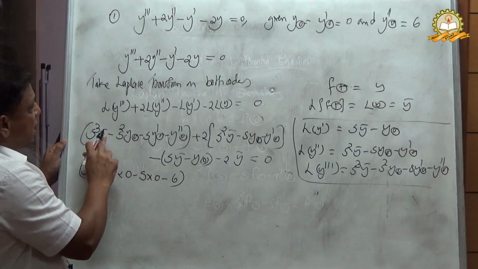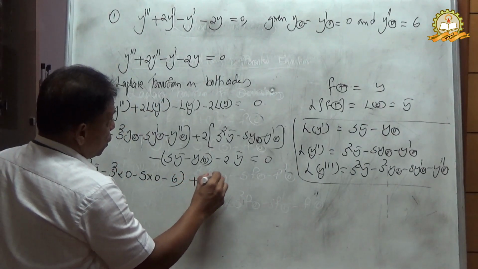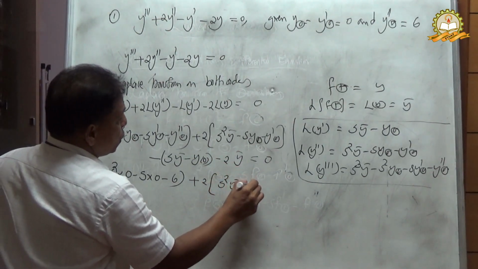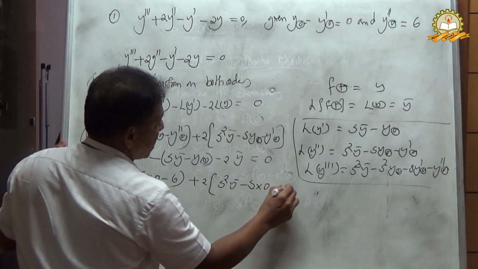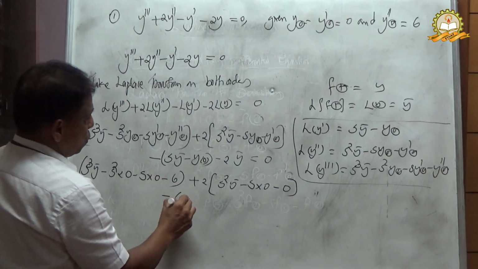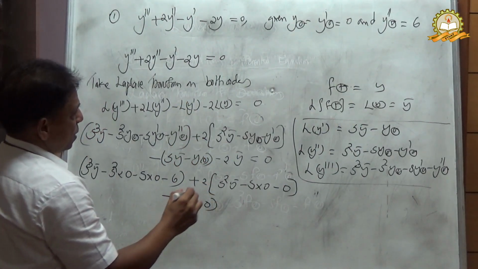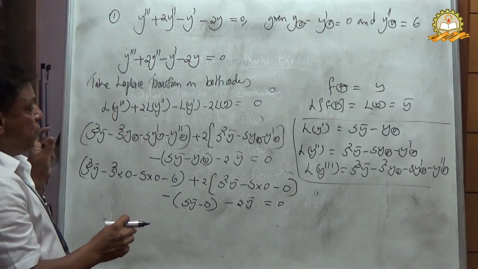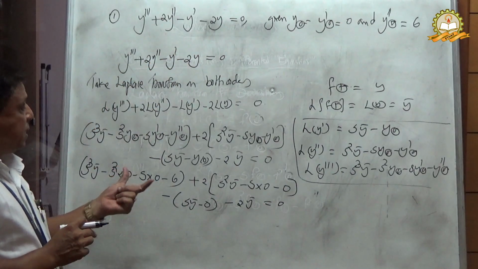Therefore, in the first L of y triple dash, we substitute the initial conditions. Similarly, plus 2 into s square y bar minus s into y0, y0 is equal to 0, minus y dash 0, y dash 0 is again 0. Then minus s into y bar minus y0, y0 is equal to 0. Then minus 2 into y bar is equal to 0. In this step, we apply the given conditions. In the problem, some conditions are given. We apply the given conditions.